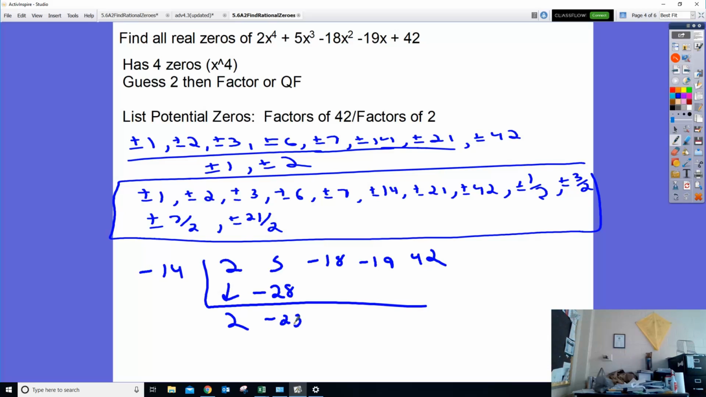Why am I stopping? Because negative 23. What's 14 times 23? It's way bigger than 42. I guess we need to work this out because some of y'all aren't seeing why we want to stop. The numbers are going to get huge.